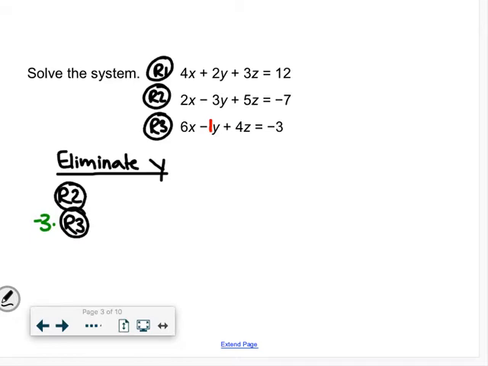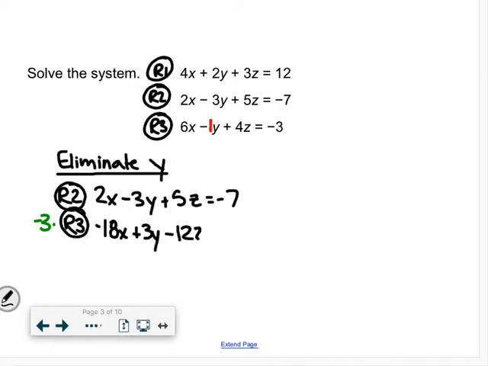Okay, so now that we're confident y's are going to be opposites and we'll cancel, then we'll just go write the equation. So R2 we'll write as is. 2x minus 3y plus 5z equals negative 7. When you multiply R3 by negative 3, every single term gets multiplied by negative 3. So that's going to be negative 18x plus 3y minus 12z equals 9. Can you guys verify that I multiplied by negative 3 correctly?